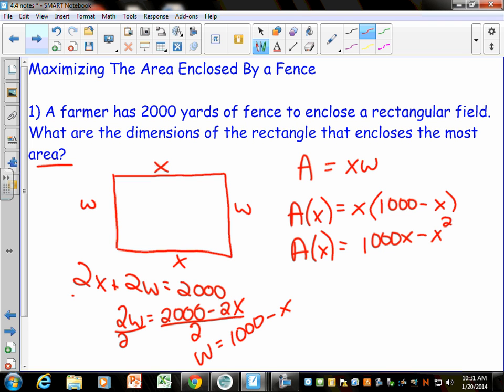So here's what's kind of cool. We could graph this whole thing and look for it, but we want the most area. Do you agree that another way of saying the most area would be saying like the maximum area? Is this quadratic equation going to have a maximum? How do you determine if it has a max or a min?